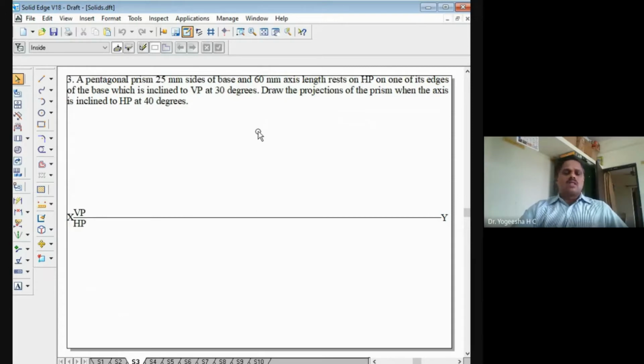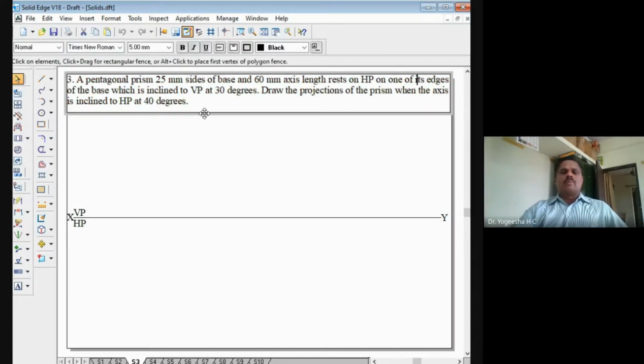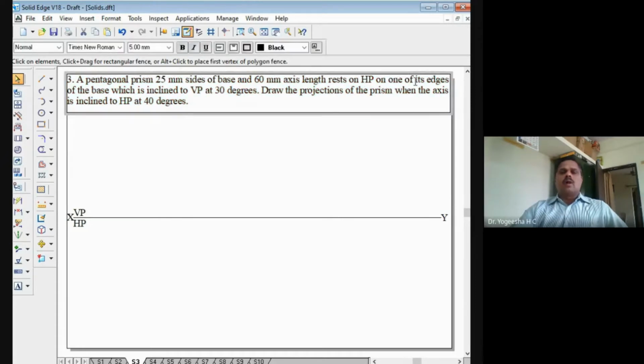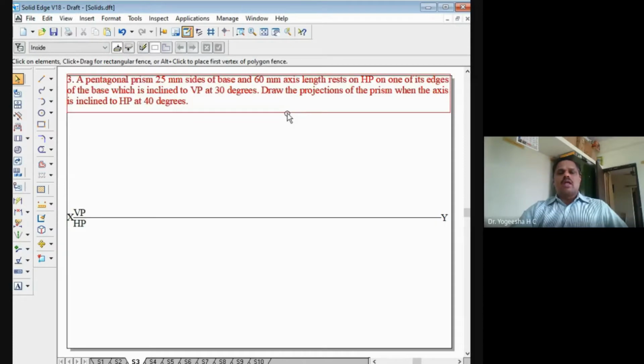The only difference here is that instead of the square prism, you have a pentagonal prism. The second thing is that it is resting with one of the edges of its base on HP, unlike the second problem, which was the corner condition problem. Here it is an edge condition problem. One of the edges of the base is inclined to HP. So you can say it is similar to the first problem rather than the second problem.